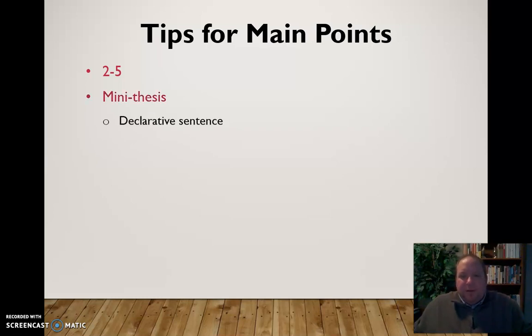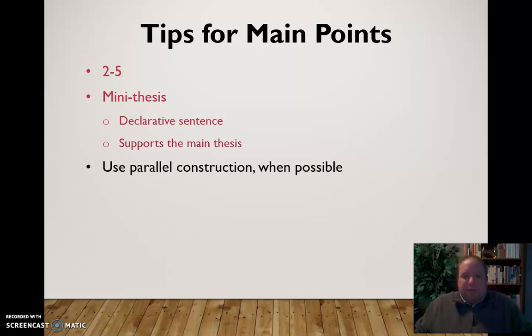So each main point ought to be a declarative sentence, and it ought to support the main thesis or the main central idea for that speech. But each main point ought to have its own kind of mini thesis involved, and ought to represent some specific idea. You want to use parallel construction when possible with these main points. Use parallel word and parallel language for construction of these main points. That'll help the audience identify them as main points when you're using that parallel word structure.